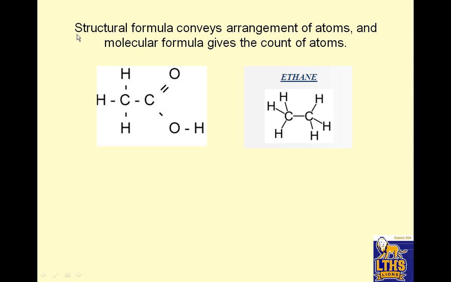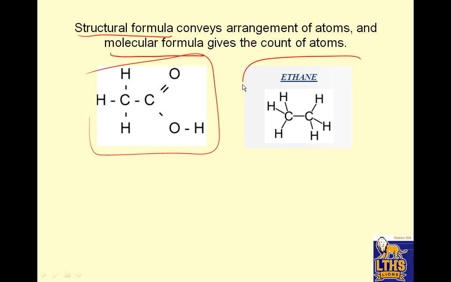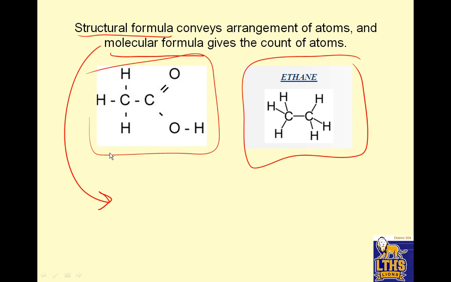Okay, how do we represent these molecules where these electrons are being shared? There's two kinds of formulas. I'm underlining two special names. Structural shows you how the atoms are connected. So both of these are structural. Molecular counts the atoms. 1, 2 carbons. 1, 2, 3, 4 hydrogens. And 1, 2 oxygens. So this is molecular because it counts the atoms.